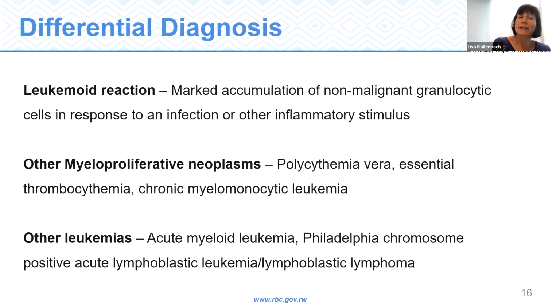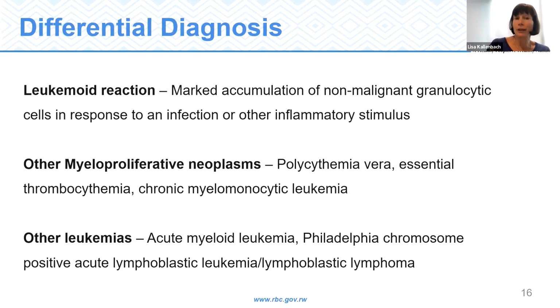The differential diagnosis includes a leukemoid reaction. So there you'll see an accumulation of non-malignant granulocytes in response to either an infection or some other inflammatory stimulus. So you'll see the same increase in the neutrophil cell line, but they won't look dysplastic, they'll look normal, just increased.